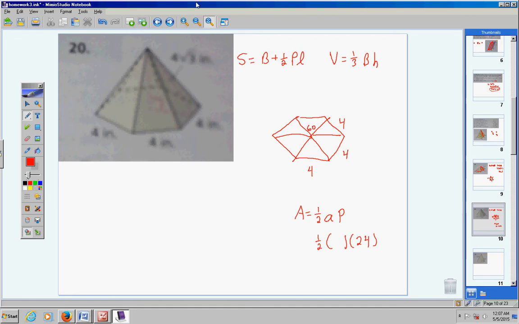Now don't forget, the apothem is this segment right here, from here, the midpoint, to the center of the polygon, or in this case we have a hexagon.